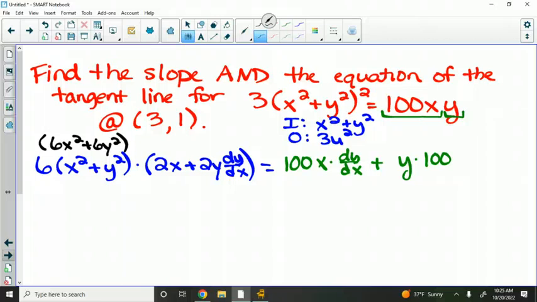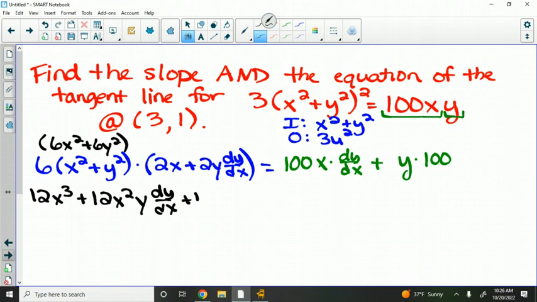So when we FOIL, then we'll have 12x cubed plus 12x squared y dy dx plus 12xy squared plus 12y cubed dy dx. So there, they look messy, but now I have four separate terms.